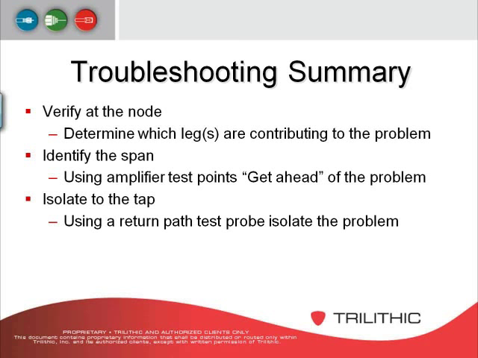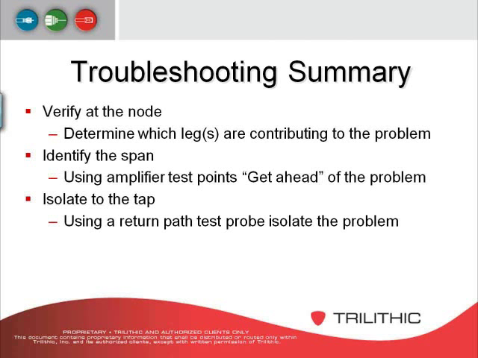Using return path test probes, you can isolate the problems using the I-stop filters. If you're not familiar with the I-stop, it allows you to plug in a test probe into your KS port, or where your seizure screw is on your tap. You screw that into there, and by pressing a button, it loads down the return.